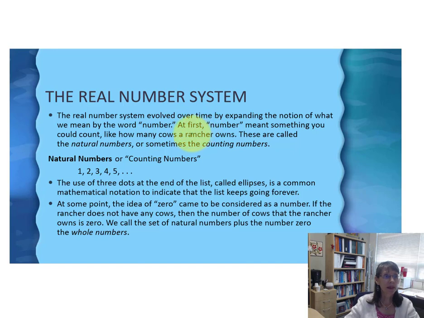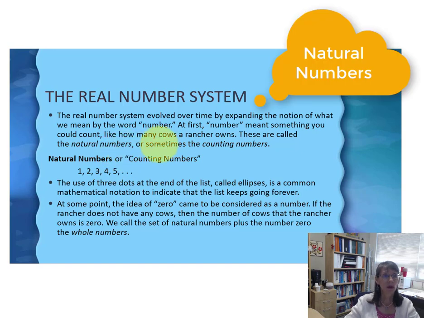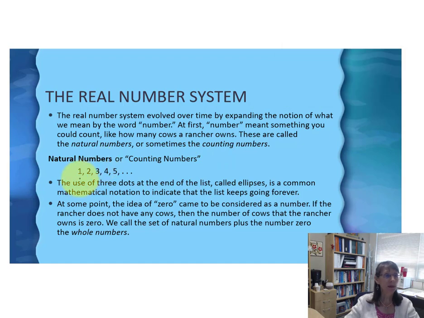The real number system evolved over time by expanding the notion of what is meant by the word number. At first, number meant something you could count, like how many cows a rancher owns. These are called the natural numbers, or sometimes the counting numbers. So the natural numbers begin with 1 and continue in a positive direction. 1, 2, 3, 4, 5. These three dots at the end of the pattern are called an ellipsis, and that represents a continued pattern. So 5 would be followed by 6, 7, 8, and so on.